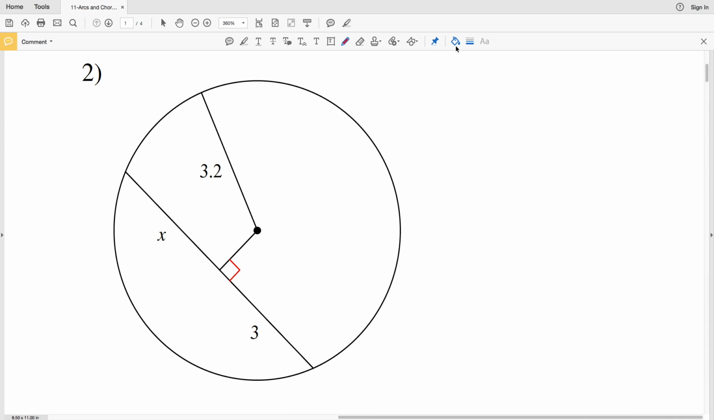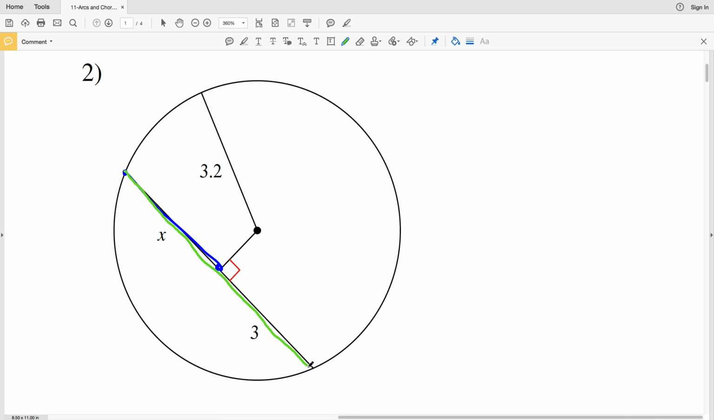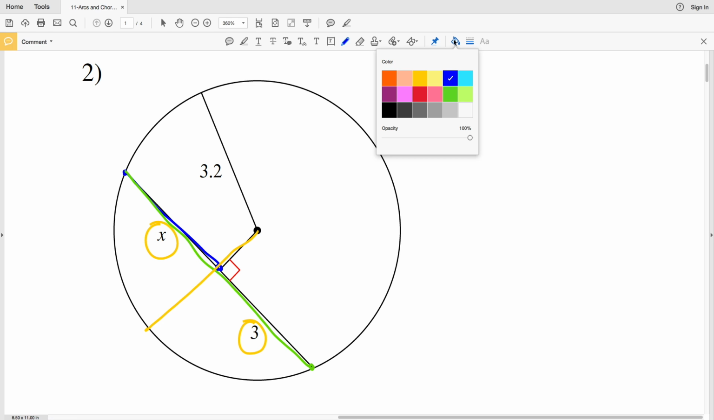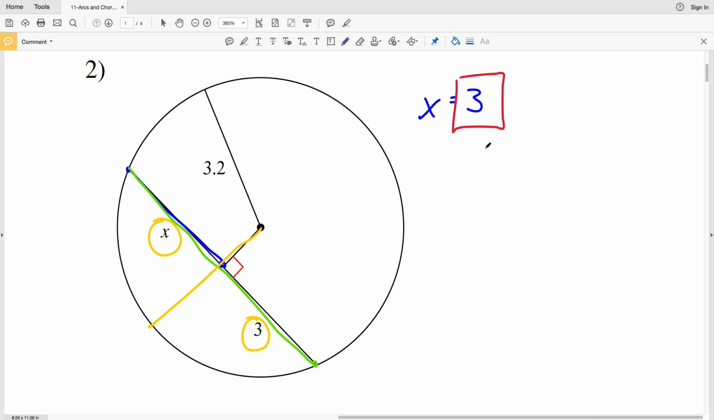In number 2, again, we're looking for x, and x is part of a chord. Notice that the whole entire chord would be x plus 3. And we can see that the line for the radius or diameter will bisect that chord perpendicularly. Therefore, it's splitting it in half. So x will be equal to 3. So 3 is our solution in number 2.